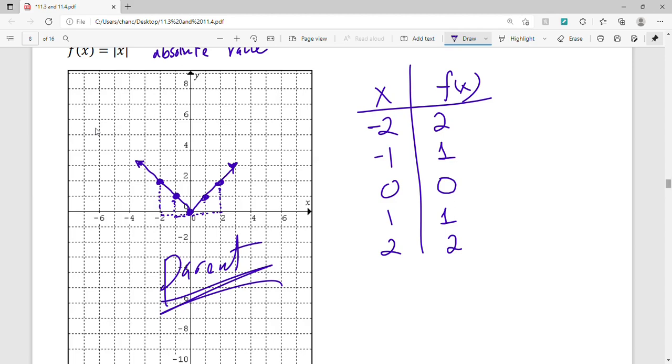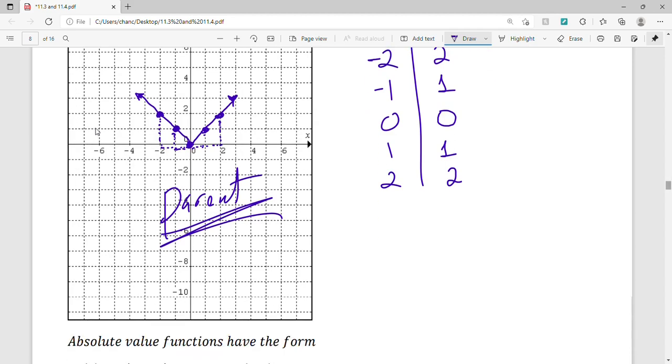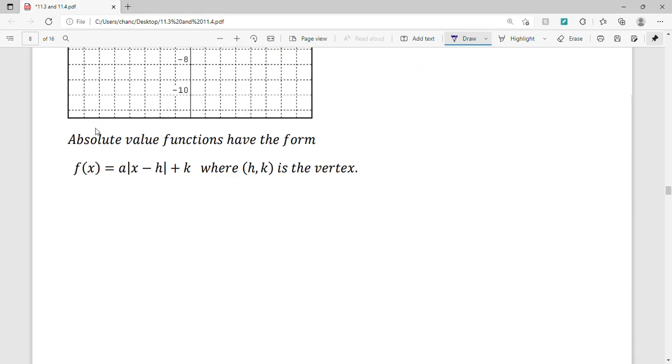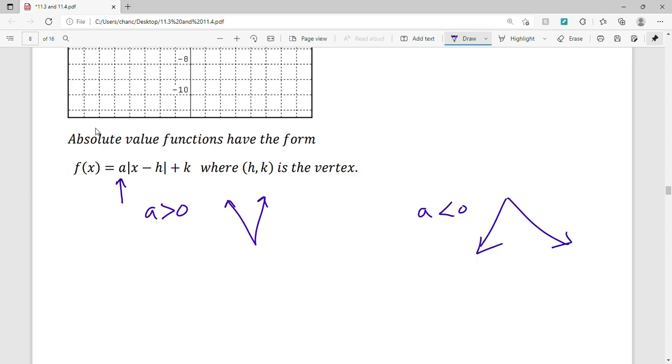Let's graph another function. Before we graph another function, if a is greater than 0 or positive, we have a V that's facing up. If a is less than 0 or negative, you're going to have a V facing down. (h, k) again represents our vertex. It's very similar to the parabola. (h, k) represents our vertex, the turning point of the graph.